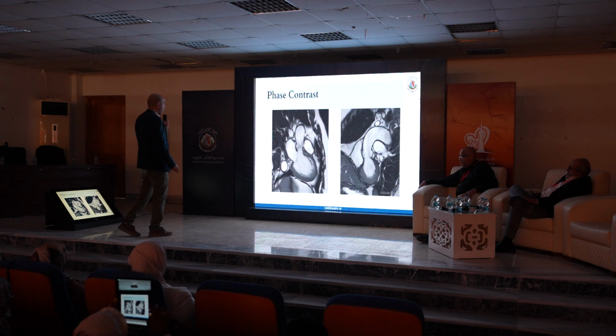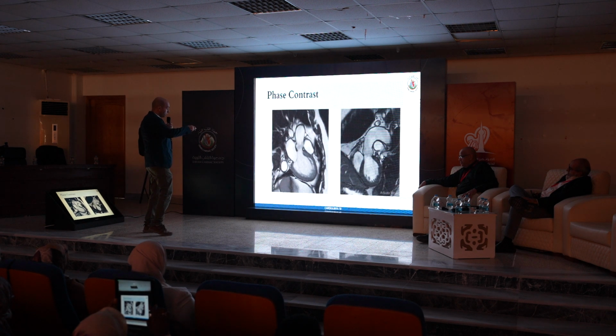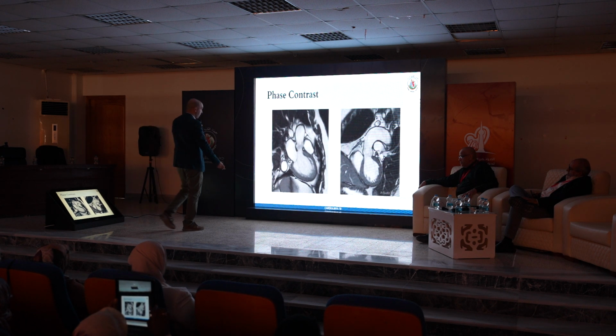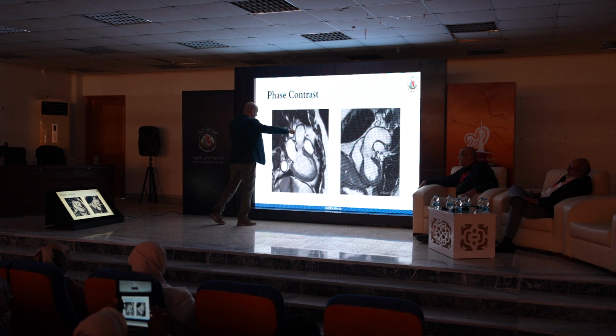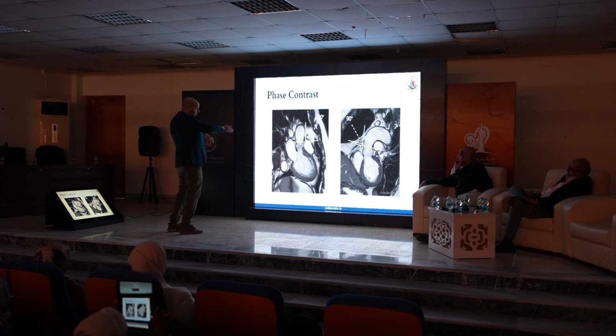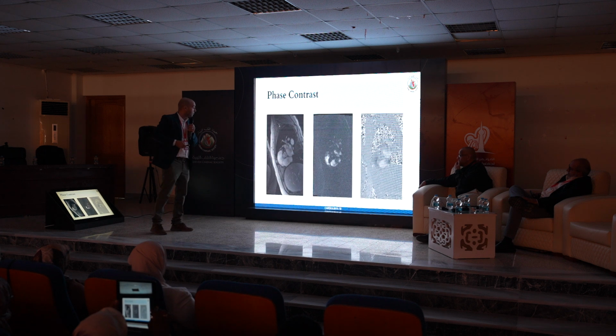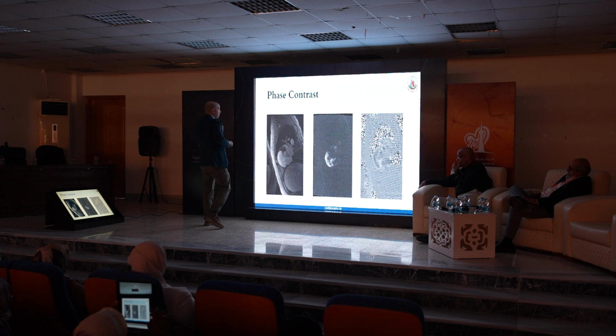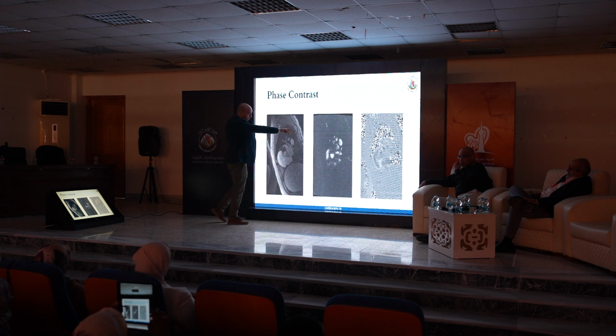How to use it? In two perpendicular planes for the desired vessels. In this case, we have the aorta in two perpendicular planes. We put our plane on the desired area. It should be perpendicular to the vessel to get a through-plane picture. This sequence consists of three images: the anatomy, the magnitude, and the phase contrast.